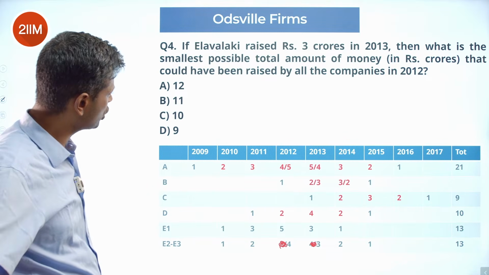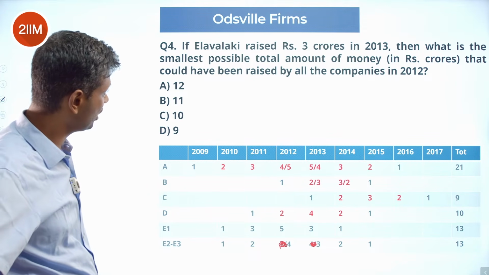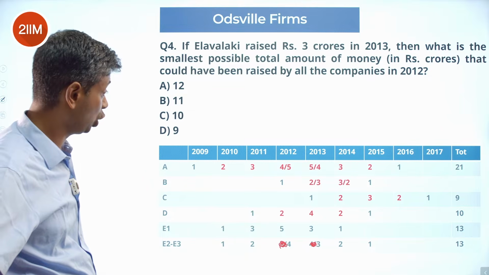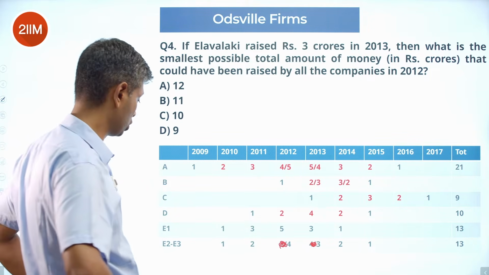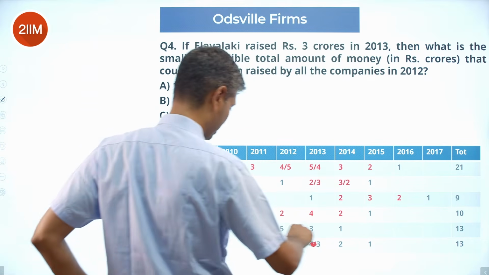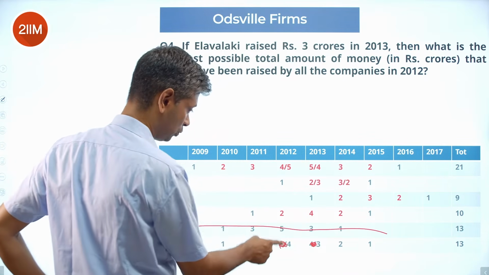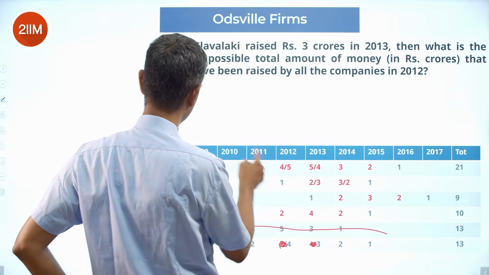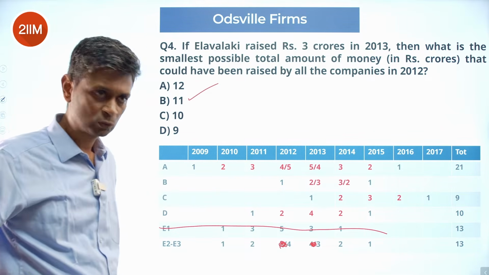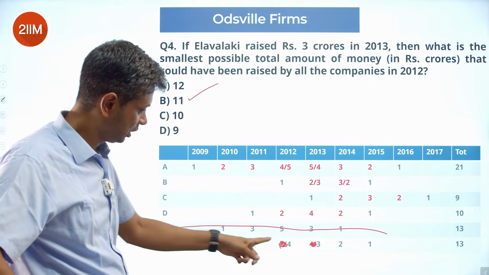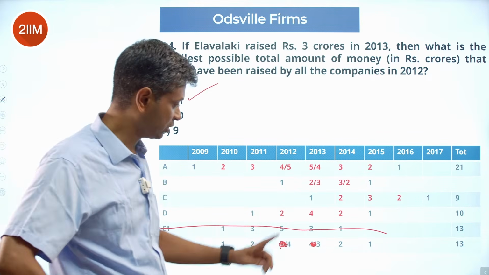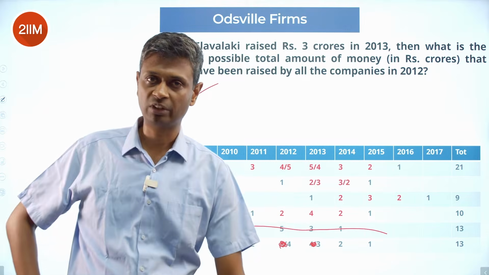What is the smallest possible total amount of money that could have been raised by all the companies in 2012? In 2012, we want as small as possible. So we eliminate this. So this is 4. 4 plus 2, 6, 6 plus 1, 7, 7 plus 4, 11. 11 is possible. 4 for this, 1 for this, 2 for this, 0 for this, and 4 for this, not this option, this option. 6 plus 1, 7 plus 4, 11 crores.